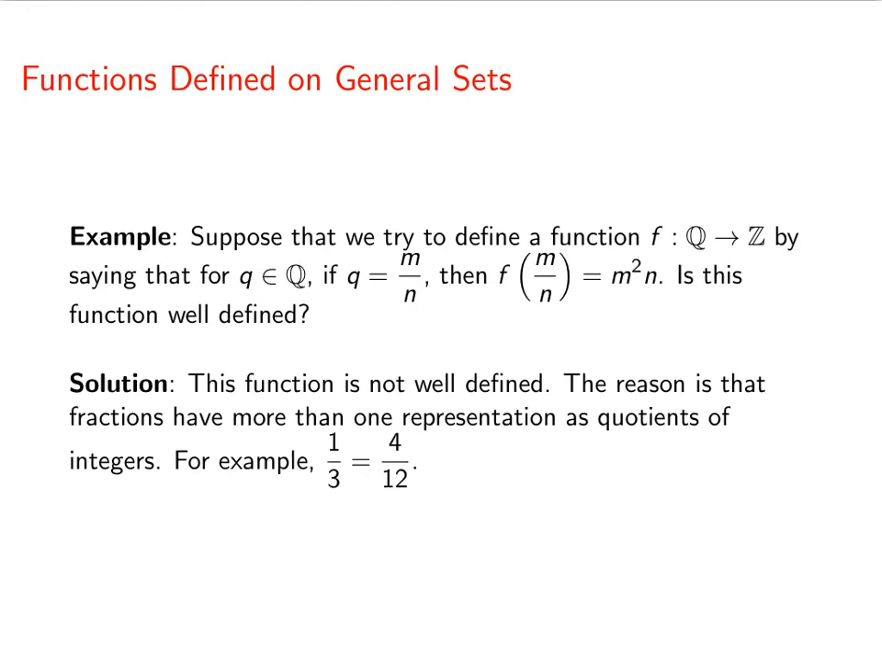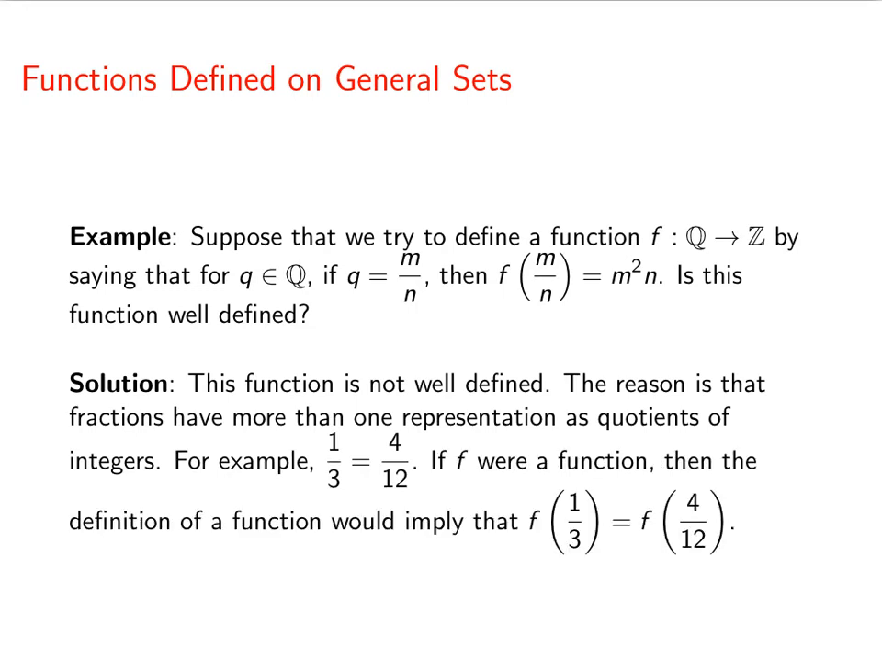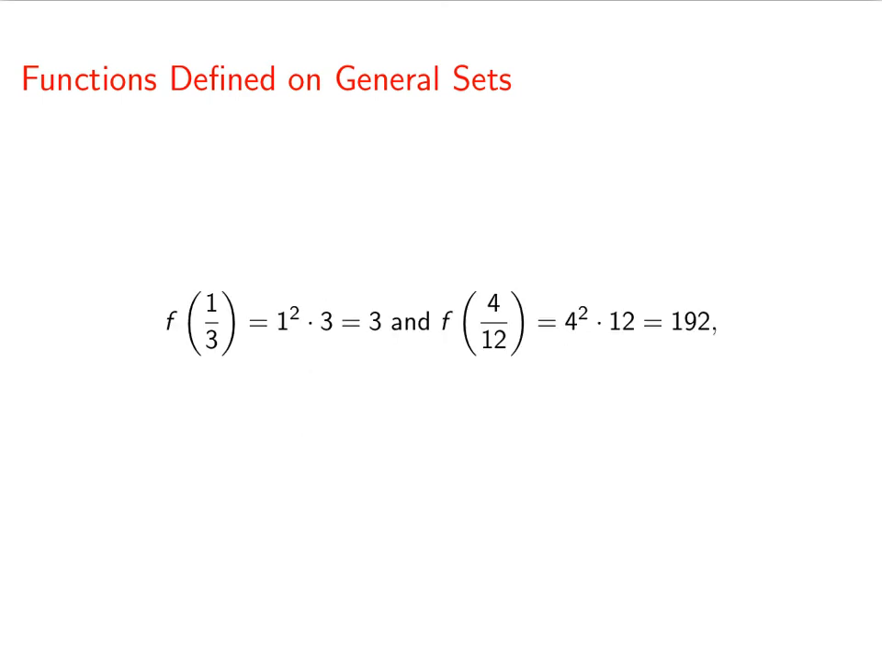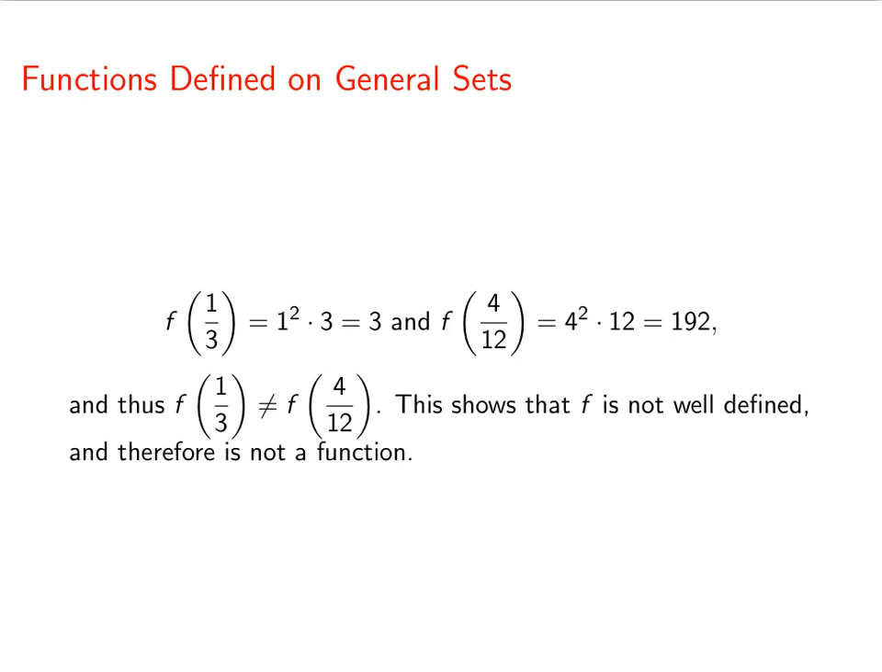You know, 1/3 is the same thing as 4/12. Now, if f were a function, then it shouldn't matter whether we represent the rational number as 1/3 or 4/12. And so the definition of a function would tell us that f of 1/3 should be equal to f of 4/12. However, f of 1/3, according to the rule, is 1 squared times 3, which is 3, and f of 4/12 is equal to 4 squared times 12, which is 192. So f of 1/3 is not equal to f of 4/12. So that shows that f is not well defined, and therefore it's not a function.